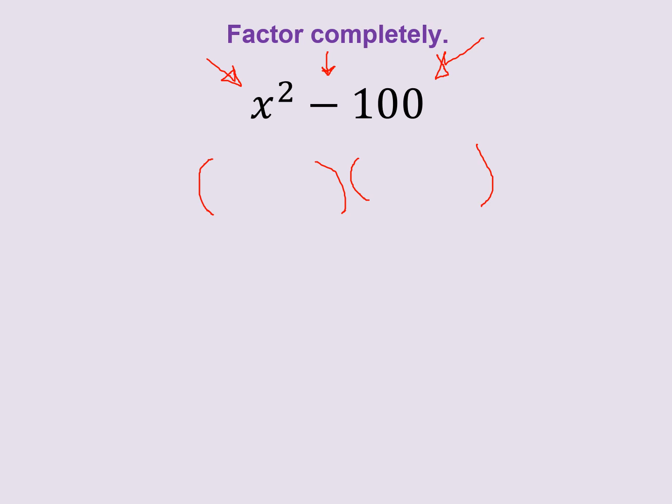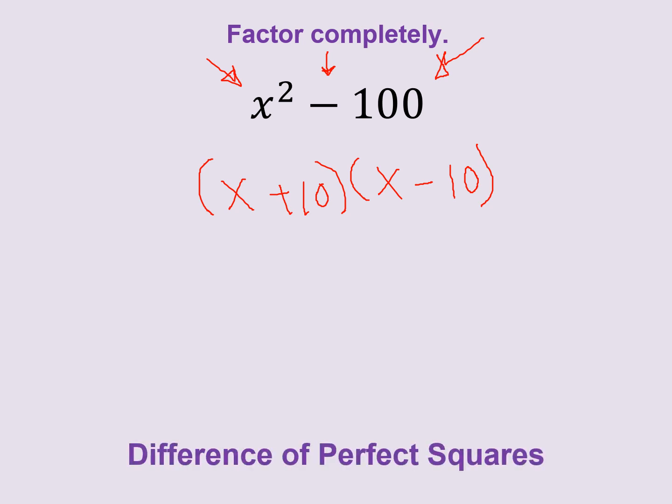So I can say, what times what makes x squared? Well, x times x makes x squared. And what times what makes 100? 10 times 10. Now we know with difference of perfect squares, what happens in our binomials is a plus and a minus. If you're unsure about that, go back and watch that lesson video in detail. This is called difference of perfect squares.